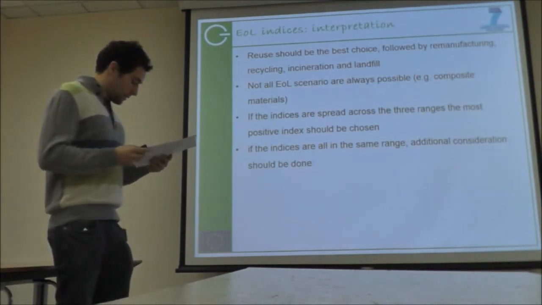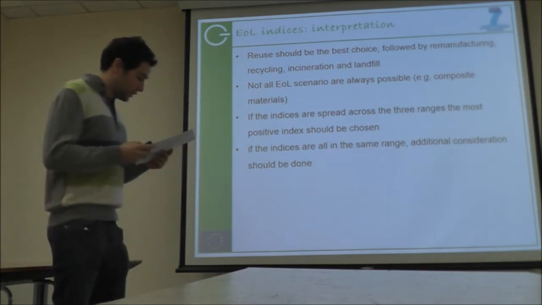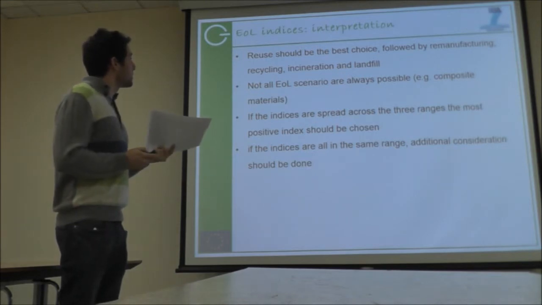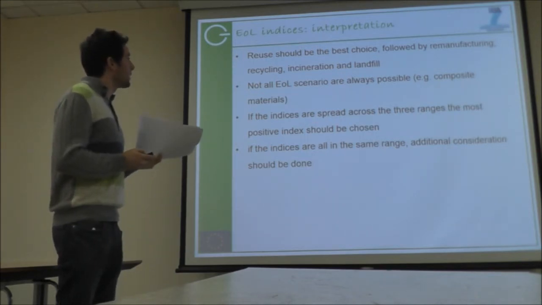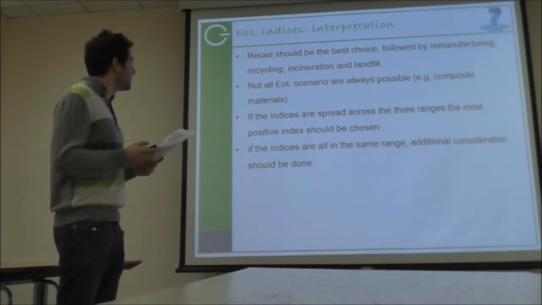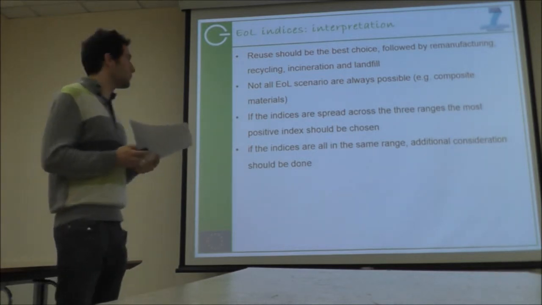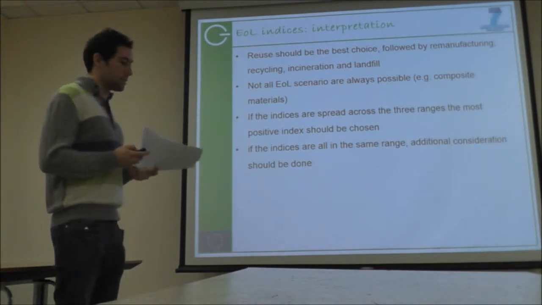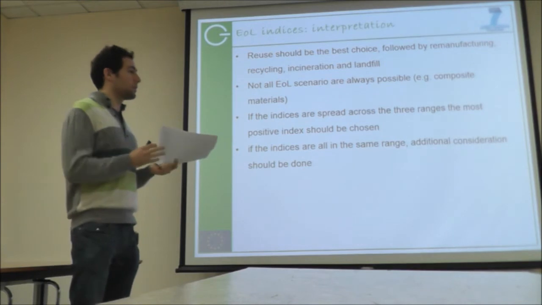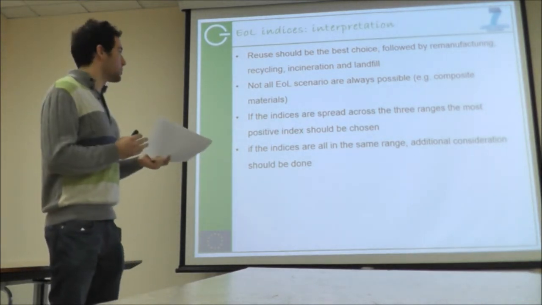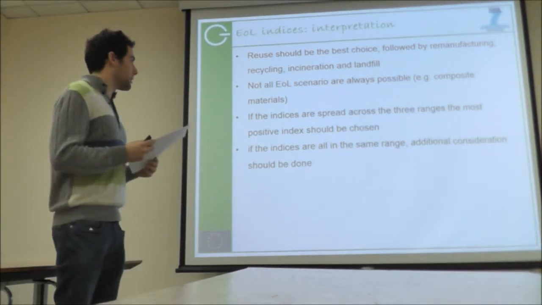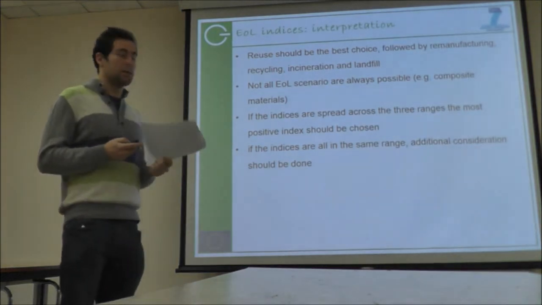So these indices may need a little interpretation, and to summarize, reuse is the best choice, followed by remanufacturing, recycling, incineration, and landfill. Not all the end-of-life scenarios are always possible, for instance with composite materials. If indices are spread in the three ranges, then the most positive should be chosen, while if they are spread in the same range, then additional consideration should be done.